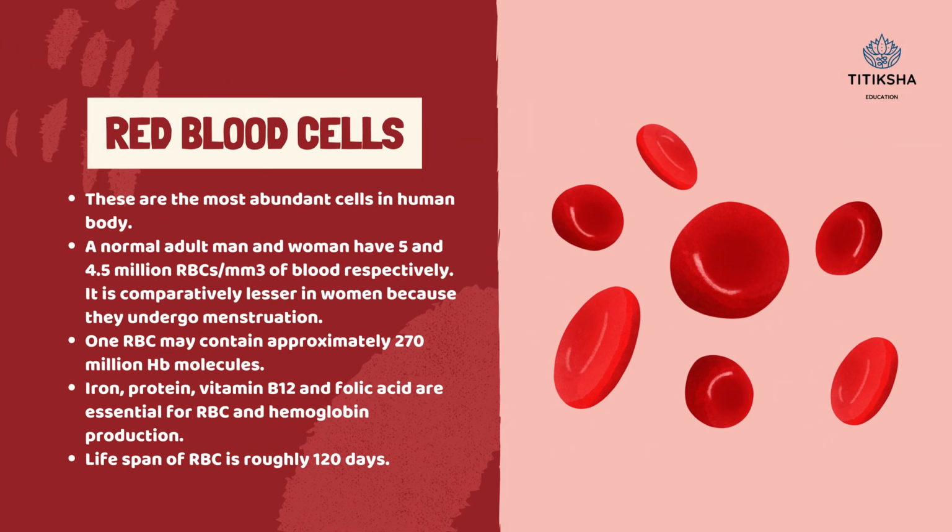Red blood cells. These are the most abundant cells in human body. A normal adult man and woman have 5 and 4.5 million RBCs per cubic milliliter of blood, respectively. It is comparatively lesser in women because they undergo menstruation.